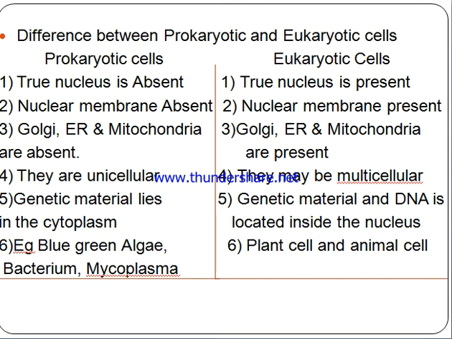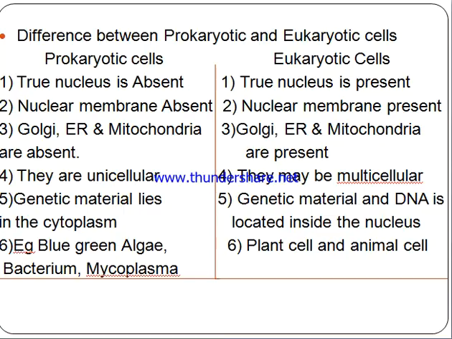So we come to the difference. In prokaryotes, the true nucleus is absent, but in eukaryotes, the true nucleus is present. Nuclear membrane is absent in prokaryotes and present in eukaryotes. Golgi apparatus and mitochondria are absent in prokaryotes; in eukaryotes all are present. Prokaryotes are generally unicellular, but eukaryotes may be unicellular or multicellular. The genetic material lies inside the cytoplasm in prokaryotes, but is located inside the nucleus in eukaryotic cells. Example is blue-green algae, and here the examples are plant cell and animal cell.